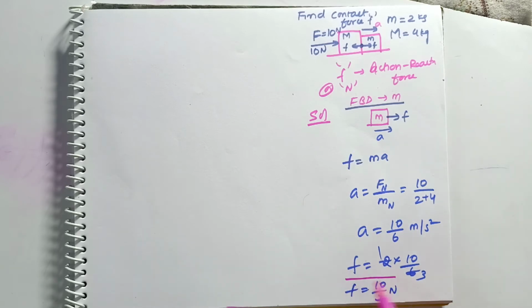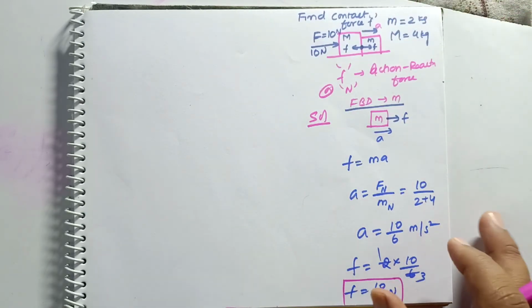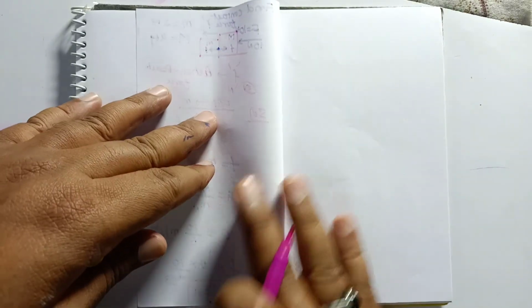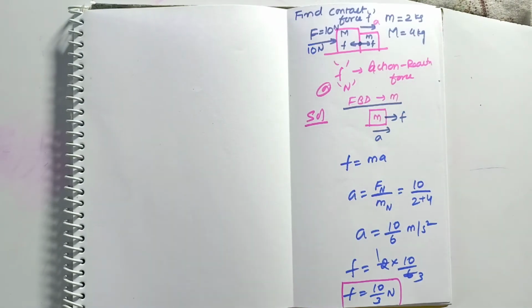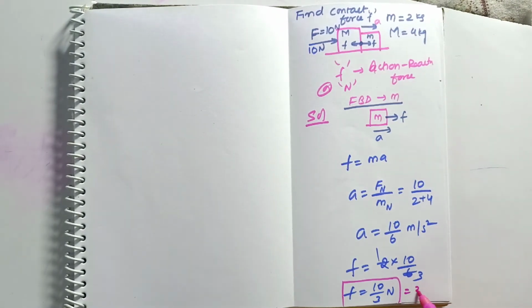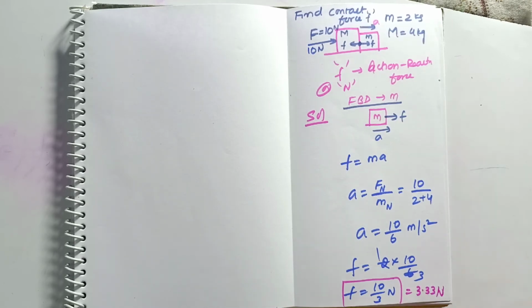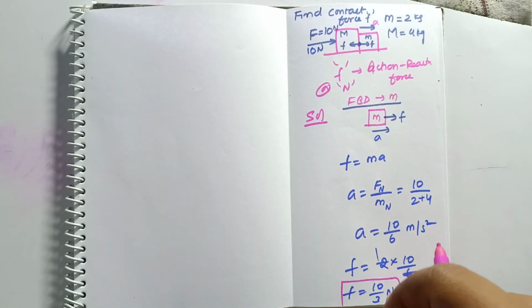This is enough. This is the method to find out the contact force here. I think you understood. Next, you can also write this as 3.33 newtons also. If you want, you can write in decimal points also. So we got the contact force here, is it? So by taking one block, you have got the answer.